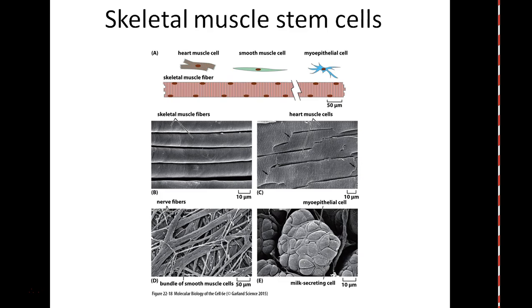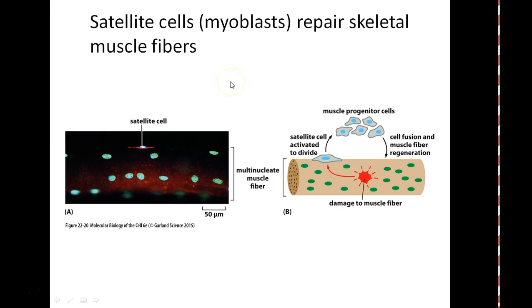And of course, we have stem cells in other tissues. We have stem cells in our muscles. And there are a variety of different muscles. We have cardiac muscle cells, we have smooth muscle cells, myoepithelial cells, and skeletal muscle fibers. And what we can see here, this is a skeletal muscle fiber shown here, and those green are the nuclei. So our skeletal muscles are multinucleated cells.